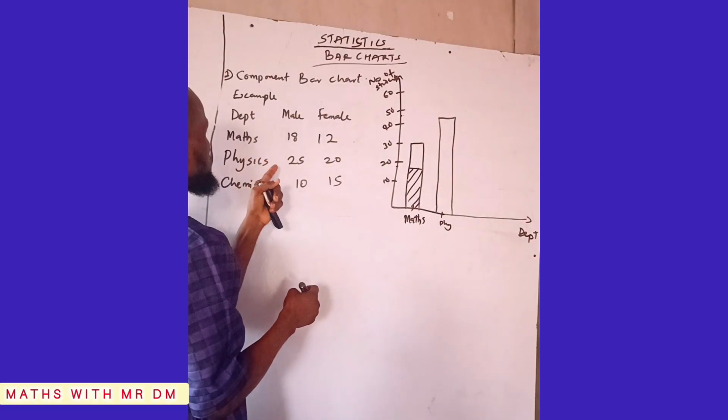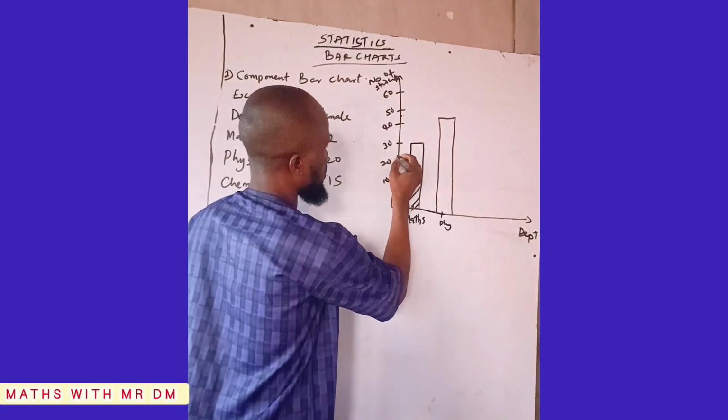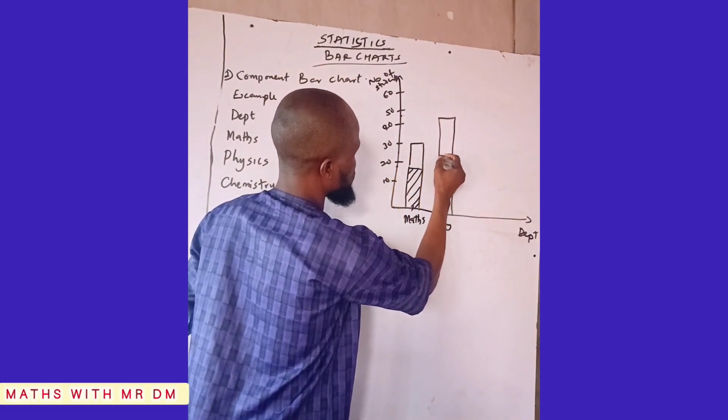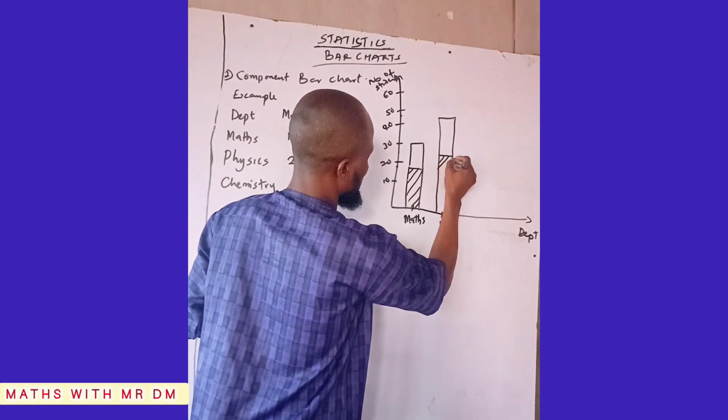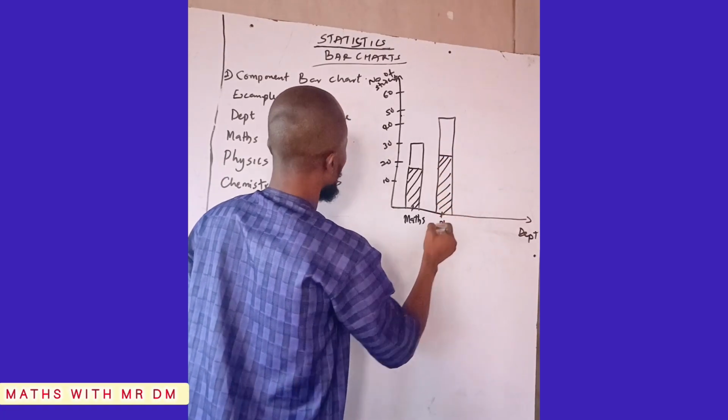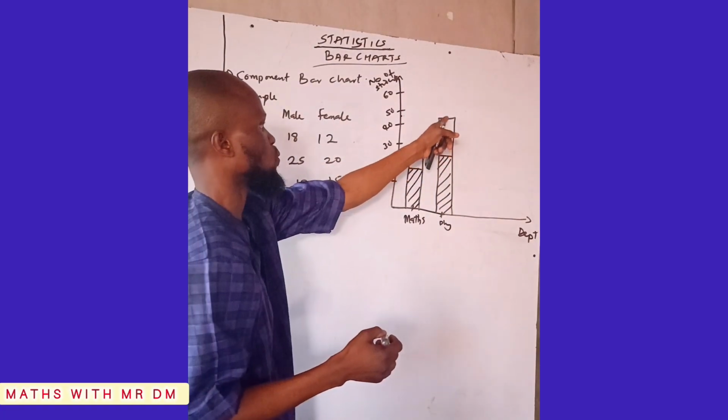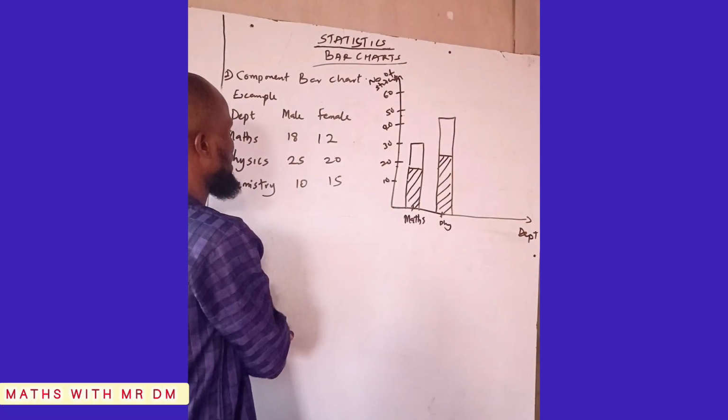So the male is 25. 25 is going to be somewhere around here. You are going to shade 25 for male. Automatically the remaining 20 is for what? Is for the female. And the last one, chemistry.